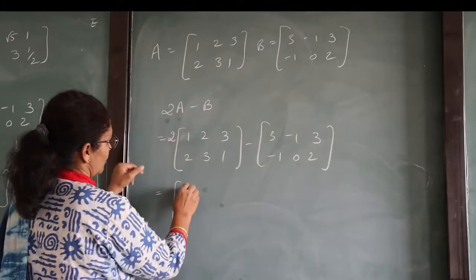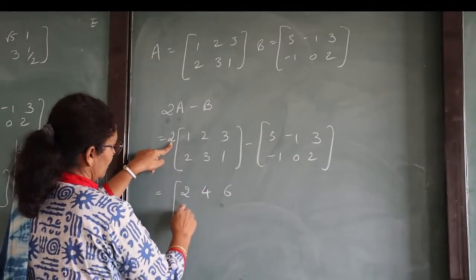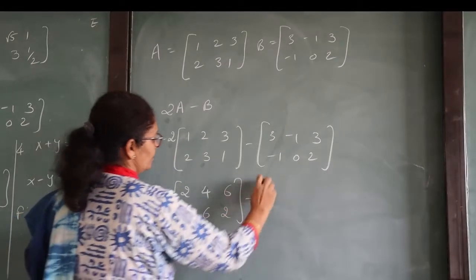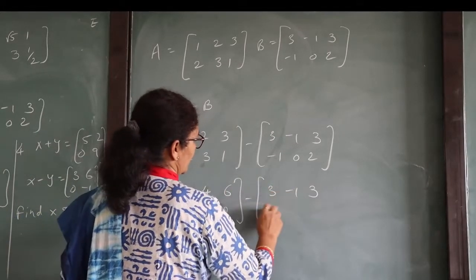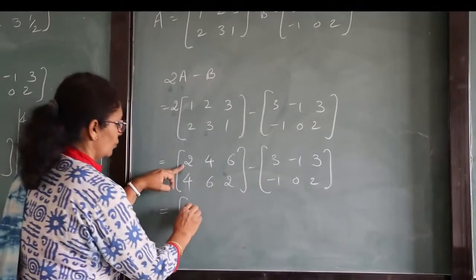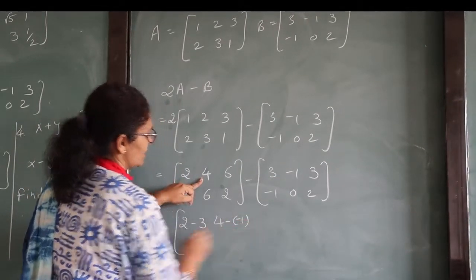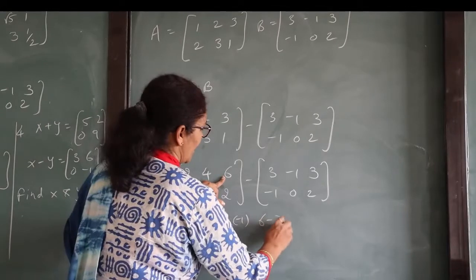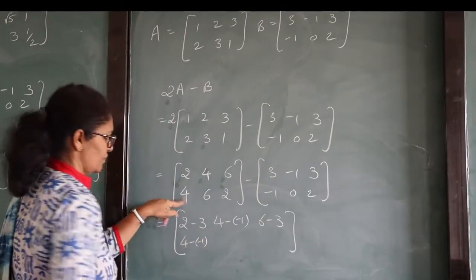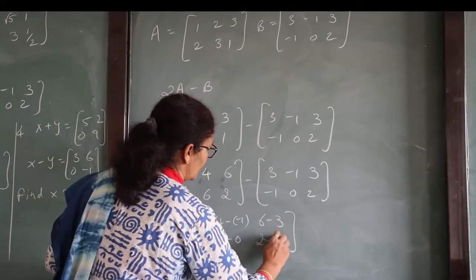Let's take 2 1s are 2, 2 2s are 4, 2 3s are 6, again 2 2s are 4, 2 3s are 6 and 2 1s are 2. Now minus 3, minus 1, 3, minus 1, 0, 2. Now let's subtract it. 2 minus 3, 4 minus minus 1, 6 minus 3. Then second row: 4 minus minus 1, then 6 minus 0 and last 2 minus 2.